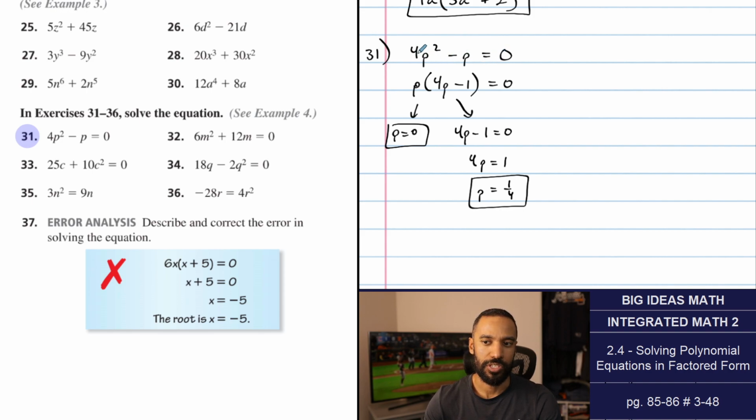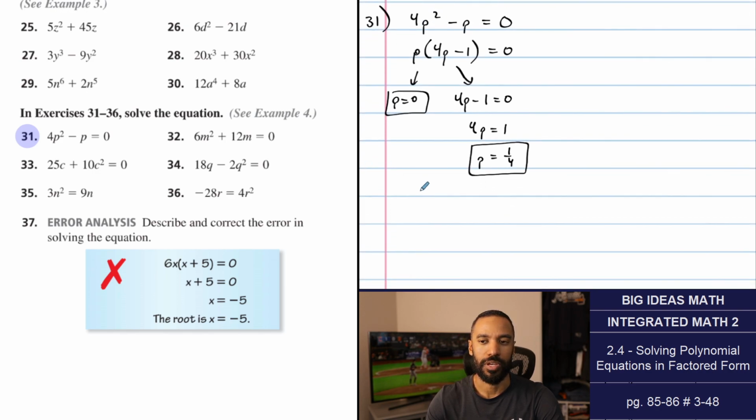I can substitute this in the original equation. 4 times 0 squared is 0. Minus 0, 0 minus 0 equals 0. If I substituted in 1/4, I would indeed get 0 back out, but there's this whole concept of working that out, and I don't want to deal with that. But that is what would do it, and factoring helped us solve that. That is the ultimate goal.